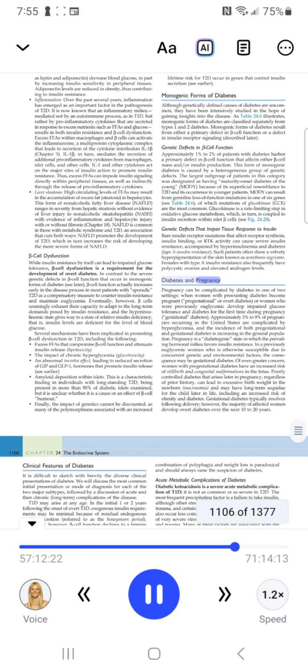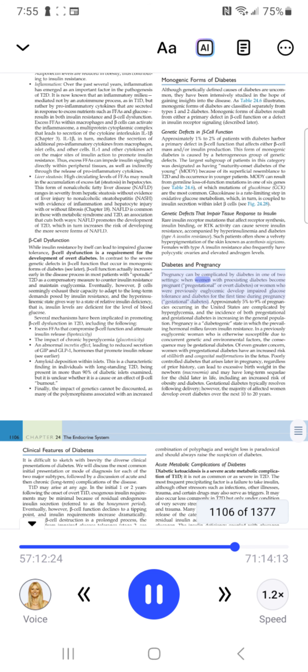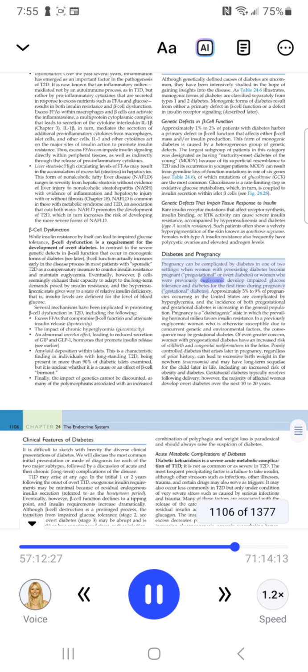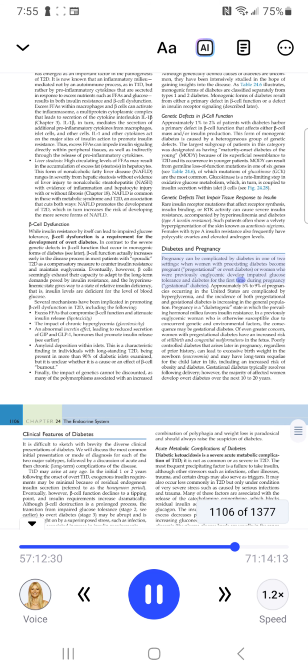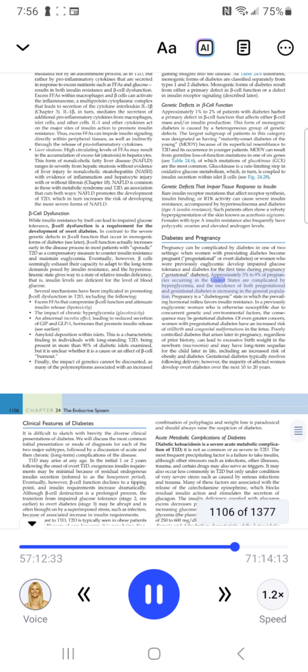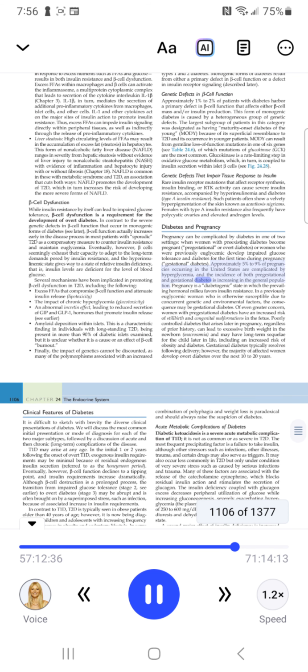Diabetes and pregnancy. Pregnancy can be complicated by diabetes in one of 2 settings: when women with pre-existing diabetes become pregnant, pregestational or overt diabetes, or when women who were previously euglycemic develop impaired glucose tolerance and diabetes for the first time during pregnancy, gestational diabetes. Approximately 5% to 9% of pregnancies occurring in the United States are complicated by hyperglycemia, and the incidence of both pregestational and gestational diabetes is increasing in the general population.